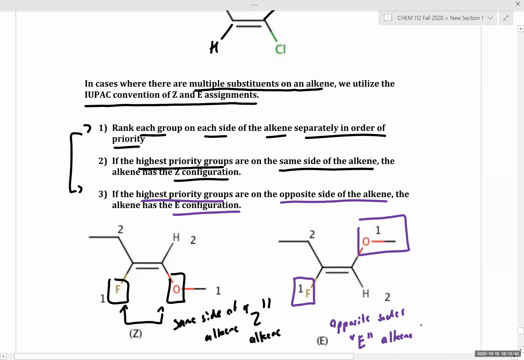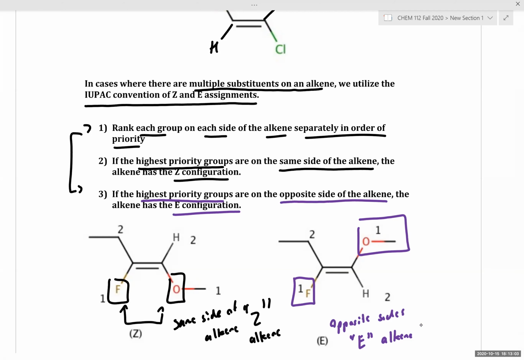Does that example make sense to everyone? It makes sense, but it almost seems counterintuitive. It seems like the E should go to the one where both are on the same side, and the Z should go to the one where they're on opposite sides, just based on the way the letters look.